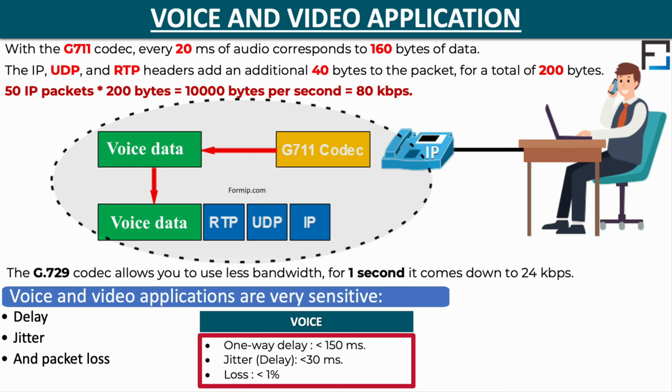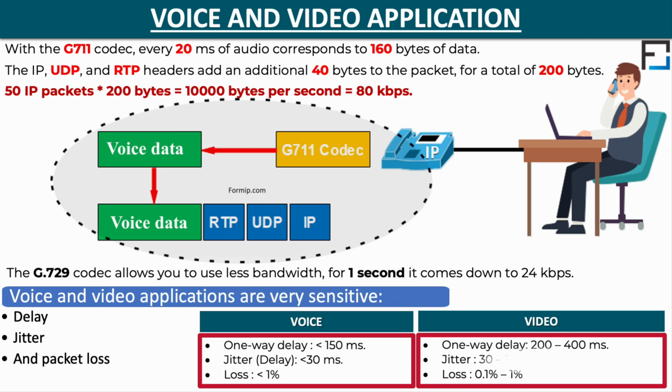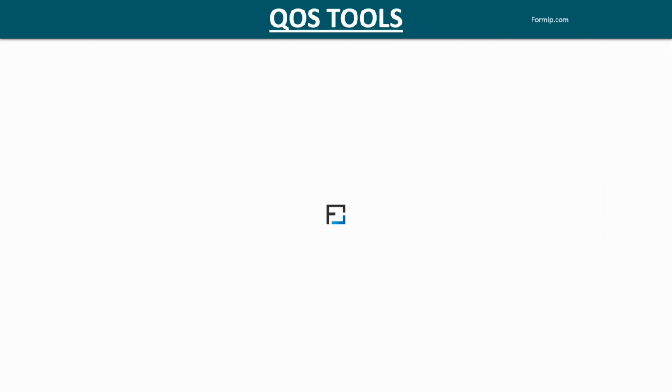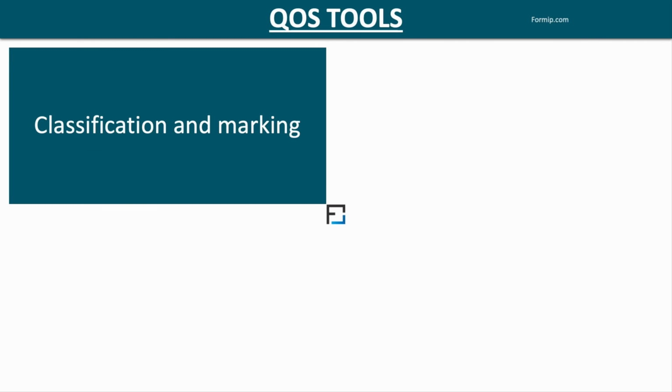And here are the recommendations not to exceed for video. One-way delay, 200 to 400 milliseconds. Jitter, 30 to 50 milliseconds. Loss, 0.1% to 1%. We've talked a little bit about why we need QoS and the different types of applications that have different requirements. We will now quickly discuss the tools to use to implement QoS.